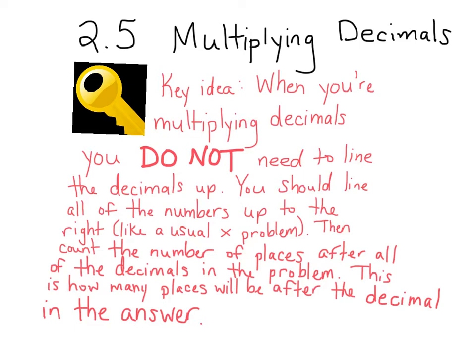You should line all the numbers up to the right like we usually do with a multiplication problem, and then we will count the number of places after all of the decimals in the problem, and this will be how many places will be after the decimal in the answer. And don't worry if that doesn't make sense right now, because we're going to go through a lot of examples to make sure that you know exactly what that looks like.